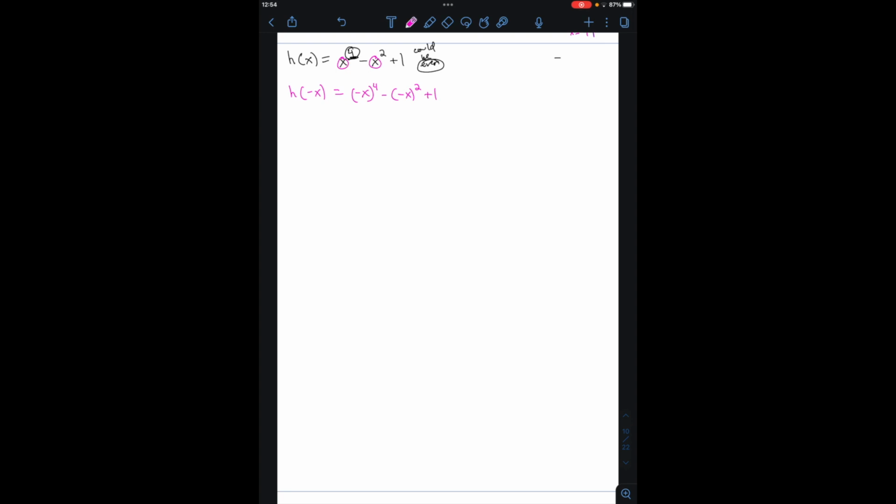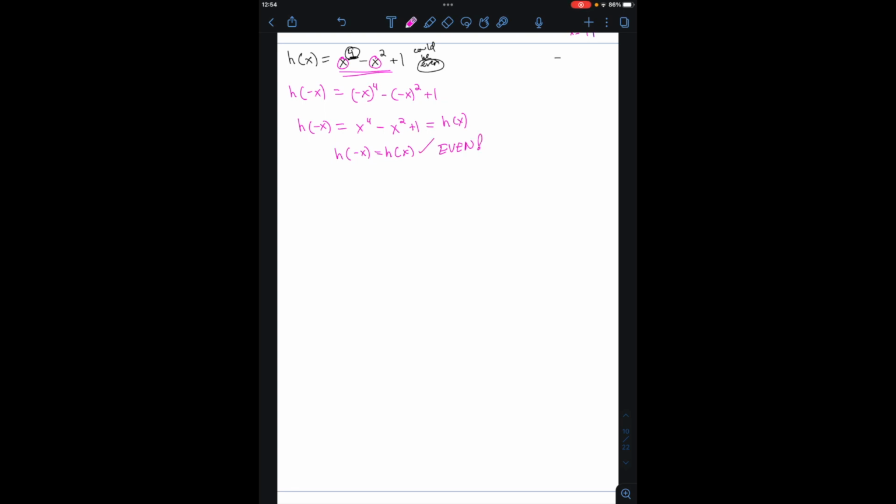So no matter what, we could say that h of negative x will be x to the fourth. Then minus negative x squared is positive, right? Negative times negative is still positive, plus 1. And that was our original function. So we would say that's equal to h of x. Therefore, h of negative x equals h of x. And it is, in fact, even.